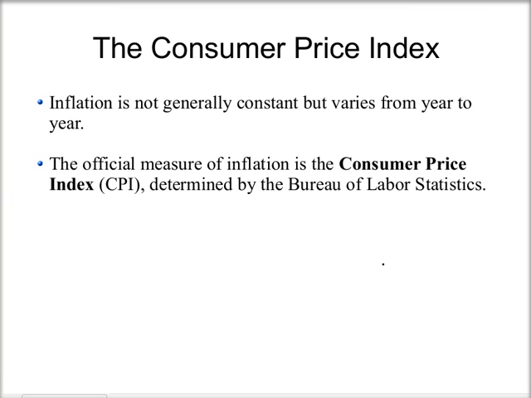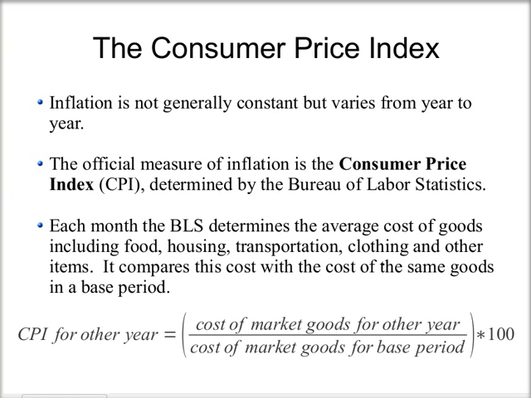The last thing we're going to look at in this section is the Consumer Price Index. Inflation is not generally constant, but it varies from year to year. And to keep track of that, we can look at the Consumer Price Index. This is the official measure of inflation, and it's done by the Bureau of Labor Statistics. Each month, the Bureau of Labor Statistics determines the average cost of some goods, including food, housing, transportation, clothing, and other items. When they talk about housing here, they're talking about mortgage payments or rent, not the cost of homes.